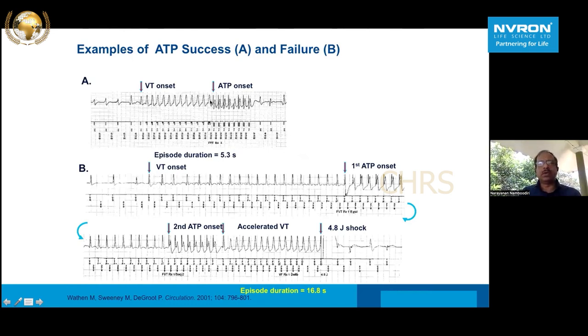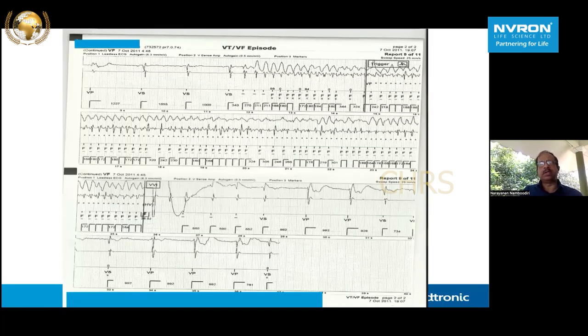Here you can see the VT onset. This anti-tachycardia pacing comes in, and here the tachycardia goes on, and it actually accelerates, and then it goes into the fibrillatory zone. You can see it's recorded as FIB, and a shock is given, and it terminates the tachycardia. This is one of the complications that can happen with ATP. It accelerates the tachycardia and ends up in giving shock.